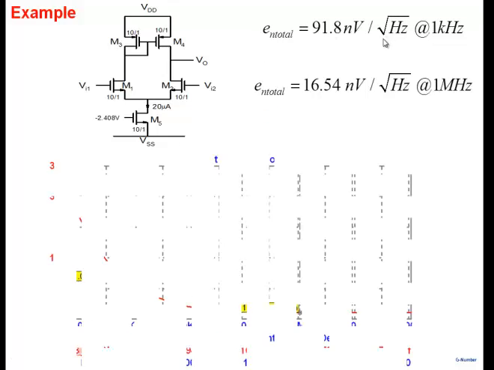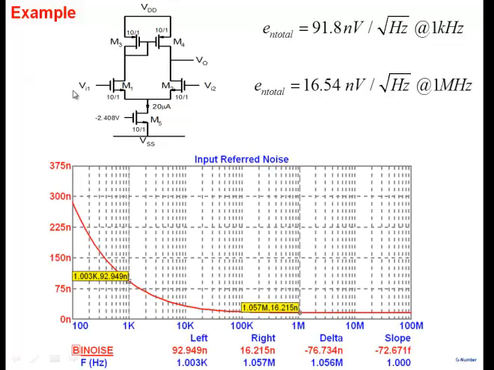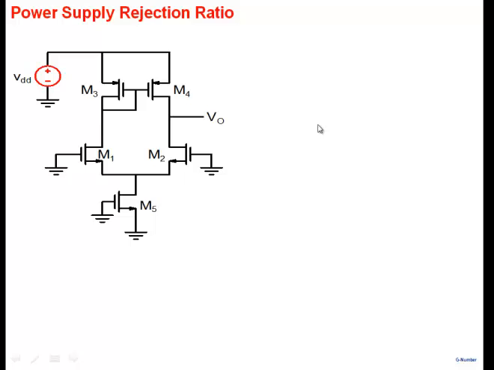All right. So some examples are here. This is 10 by 1, 10 by 1. So you get a noise which is 16.54 nanovolt per square root hertz. Okay, that's the last. We stop it here.